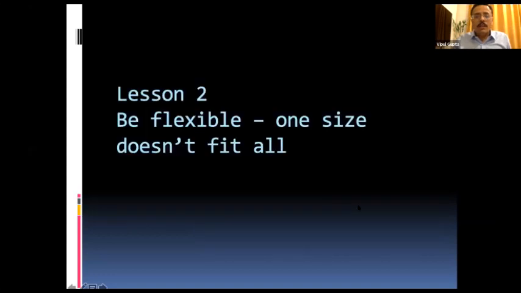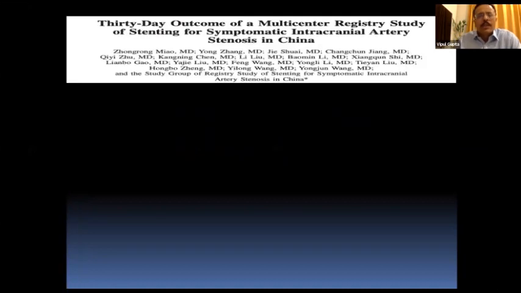So what we have learned, another lesson is that in SAMMPRIS, everybody had to use just Wingspan, which at times could be difficult and involve a lot of exchanges. One size doesn't fit all. You have got options of angioplasty, balloon mounted stents, and other stents such as Enterprise. And recently we have used Neuroform Atlas stents and now the Credo stents, which sometimes work better in these situations and that can reduce your complication rates.